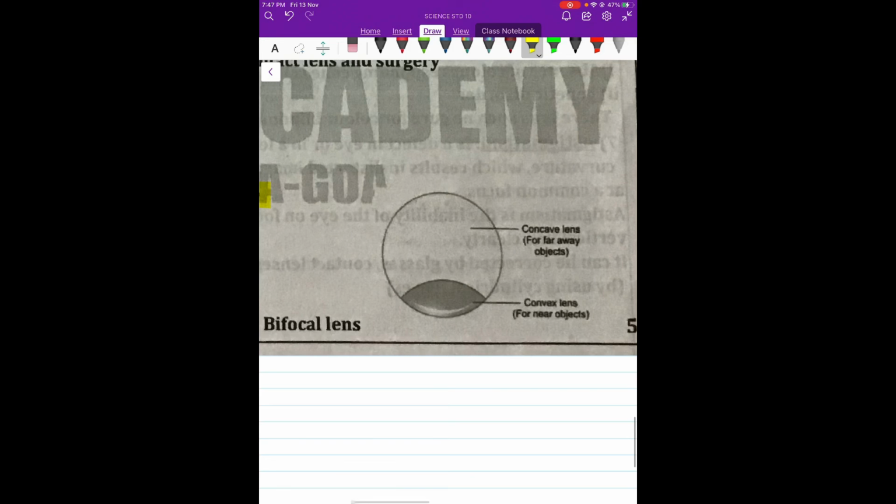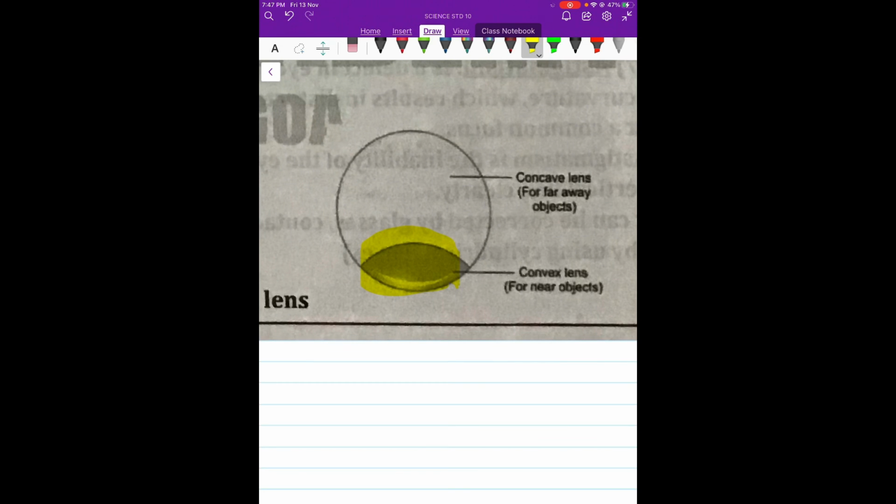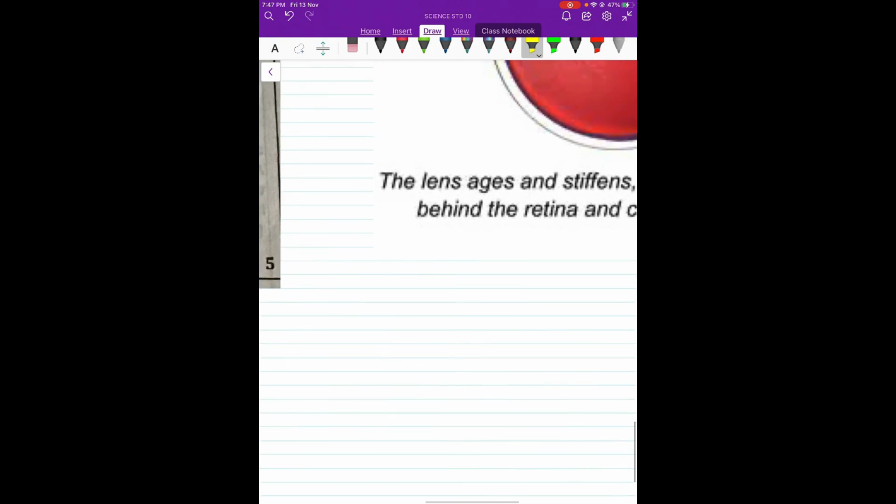If you see people over 40, they are using bifocal lenses. Initially there used to be a line to separate the two parts, but now you have seamless glasses in which you can't actually differentiate. Earlier a line could be seen between the convex and the concave lens. This part, if you see, is the convex. The convex lens is for nearby objects, whereas the concave lens is for far-off objects. So when a person wears this, whether near or far, he can see both objects distinctly.